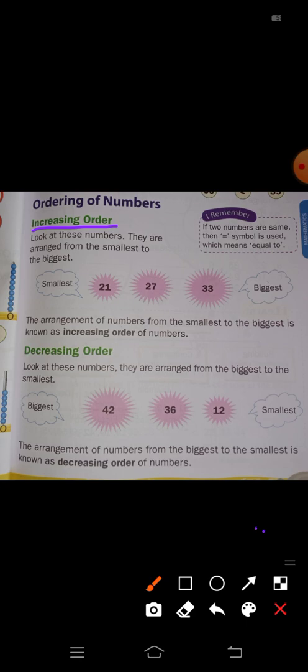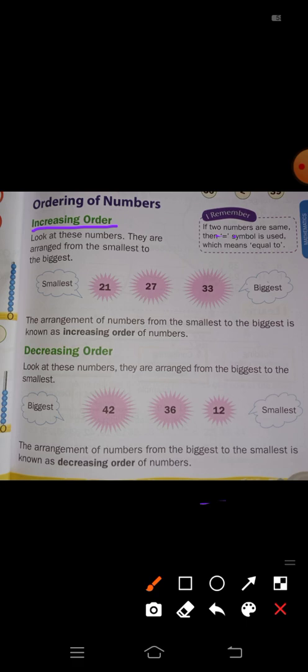Remember, if two numbers are the same, then the equal symbol is used, which means equal to. This is the symbol of equal. If two numbers are the same, you have to use this symbol, equal. And how to read this? Is equal to.